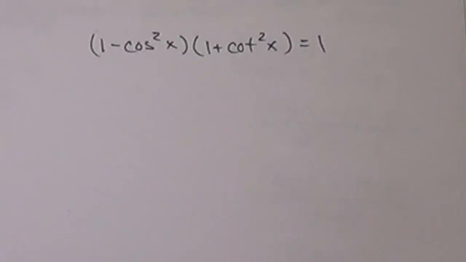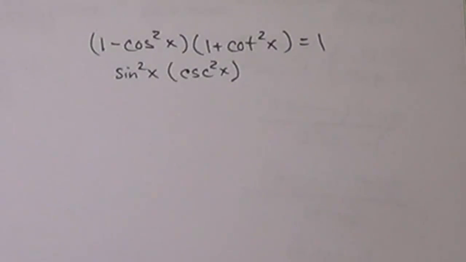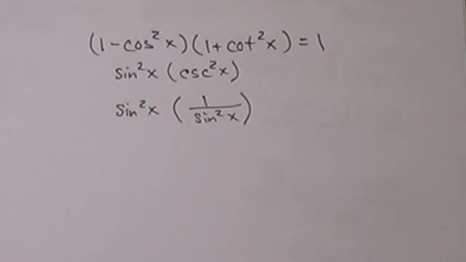Well, because of the squares in the parentheses, these are begging to use the Pythagorean identities. So 1 minus cosine squared we know is sine squared, and again 1 plus cotangent squared is our cosecant squared. From there we can use the reciprocal identity. So cosecant squared is 1 over sine squared, and we can see when we multiply these together, sine squared times 1 over sine squared, we get our value of 1.